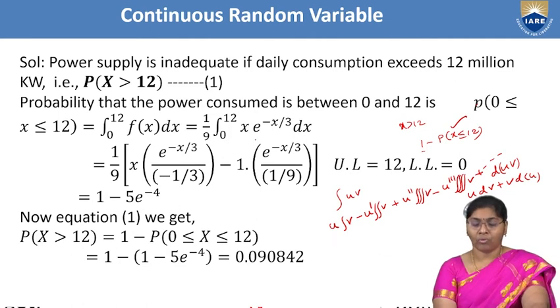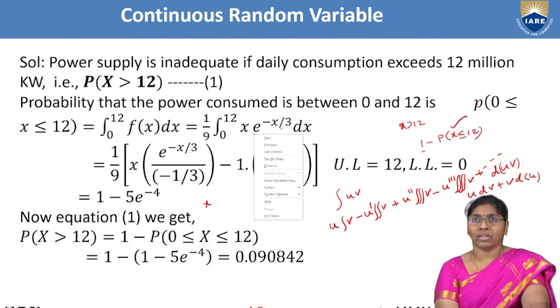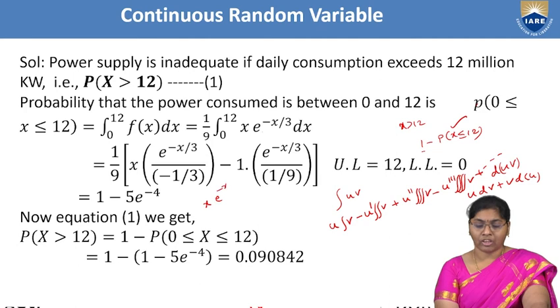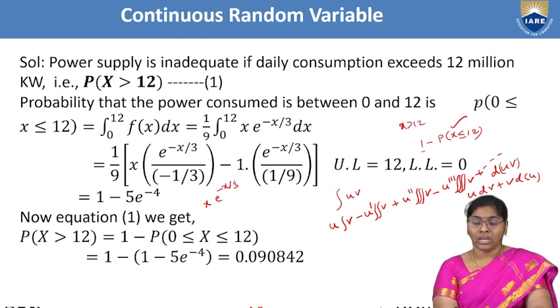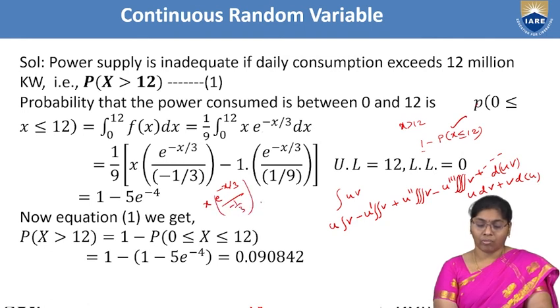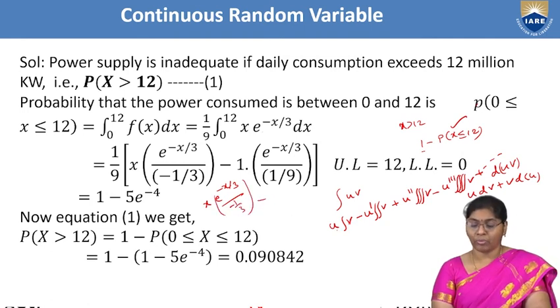Using this, we take x as u and e power minus x by 3 as v. That means x into the integral of e power minus x by 3, which is e power minus x by 3 divided by minus 1 by 3. Next, minus u dash, and the derivative of x is 1.